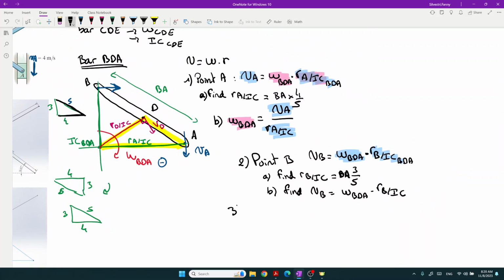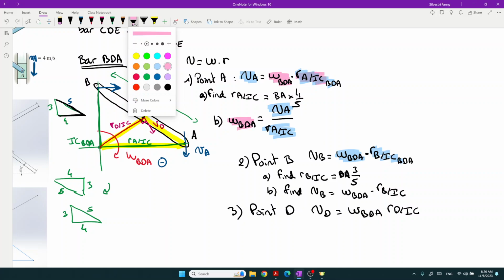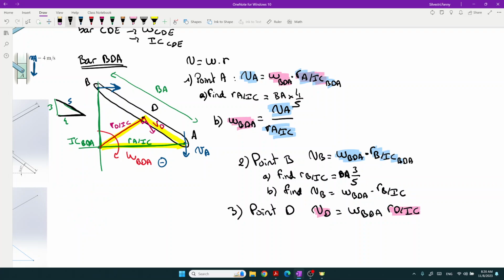Step number 3, point D. So the formula will be VD equal omega BDA times RD about IC. But right now we have unknown for VD. So we try to find RDIC. So we are in that triangle. Let me clean that. I will do that triangle a little bit bigger and just that triangle. This is point D. This is IC. This is point A.